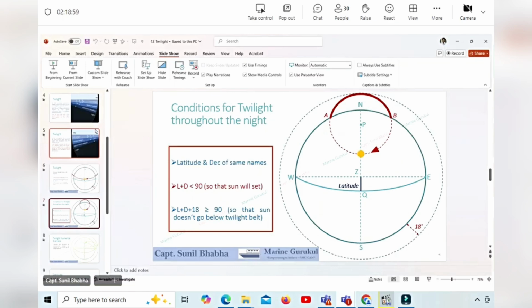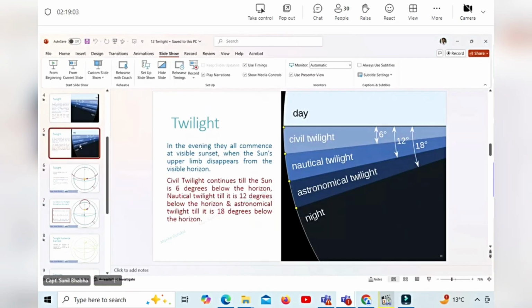Okay, beta. Let me show you the diagram. You are talking about the sunset, na? Sunset? Yes, sir. See here, beta. All the three twilights commence at sunset. So, when we are going to solve any particular question, which time will be taken for the commencement of the civil twilight period, sir? The sunset time is taken for calculation.